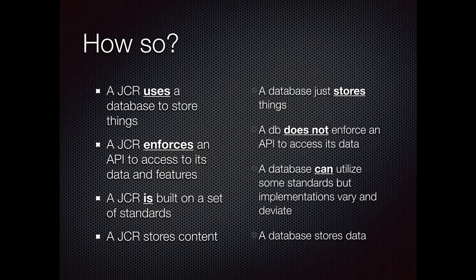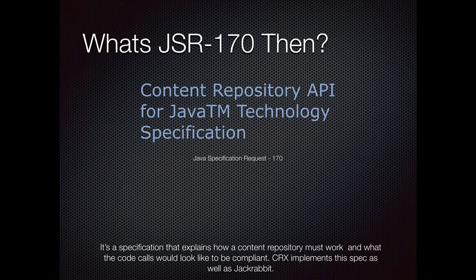A JCR stores content, a database stores data. We won't get into that argument, but basically, data is stuff you can aggregate with min, max, sum, store long-term, and do calculations on. Content's just stuff that goes on a website, right? It's stuff that users want to tweak. It's paragraphs, marketing copy, images, right?